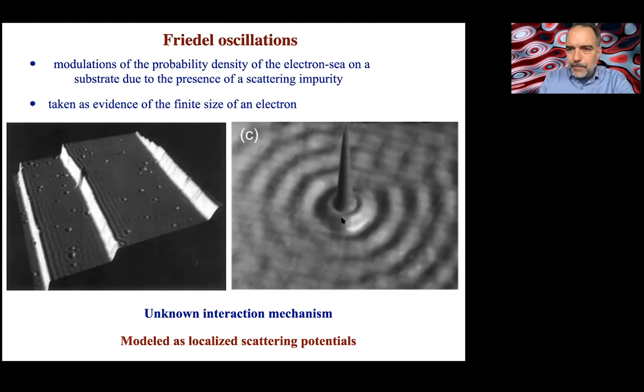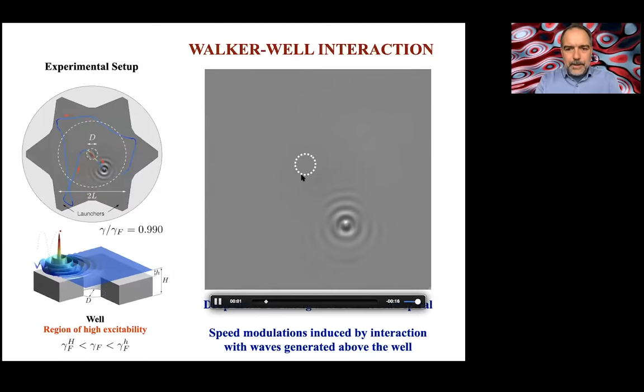And so there's no mechanism for this. Of course, there's no notion of trajectory in quantum mechanics, so they solve Schrodinger's equation with an appropriate scattering potential, okay? And again, the scale here is angstroms, and we're now going to centimeters. So we have a well, which is about a centimeter across. We see a walker approaching it. So basically, we consider the well as a region of high excitability.